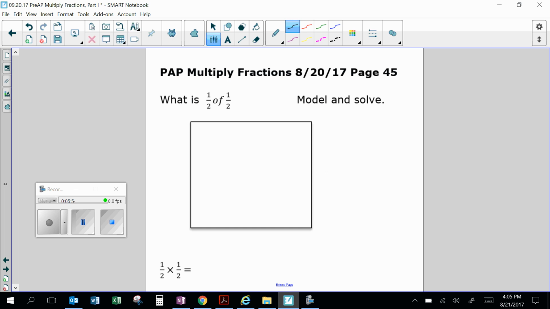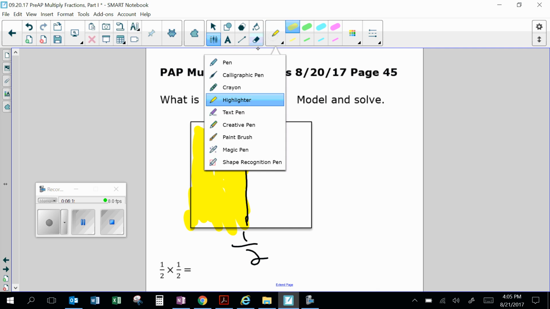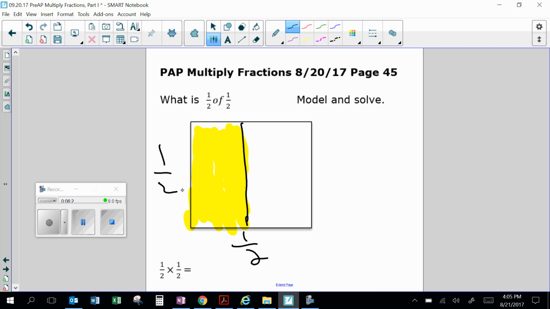What is half of half? We are going to model and solve it. So here is a fraction square. Let's divide this into halves, and I'm going to shade this part in. So this is half of the square. But I want to find half of this half, so I need to cut this in half right here.